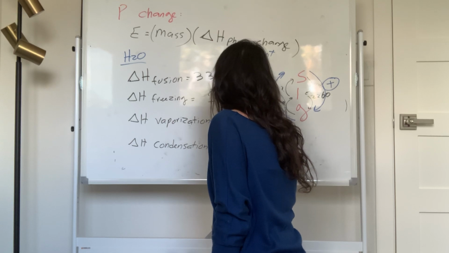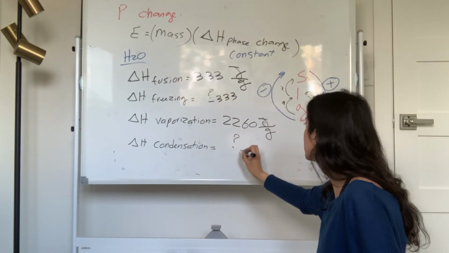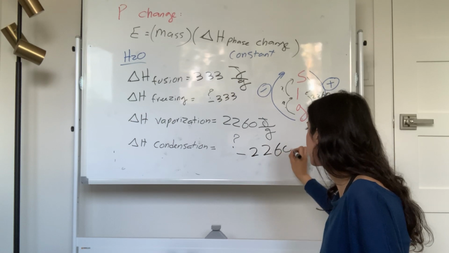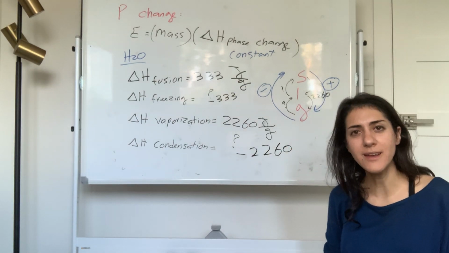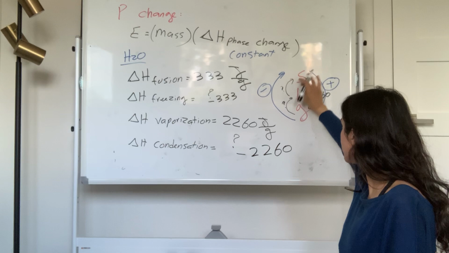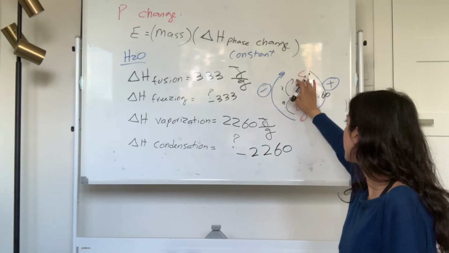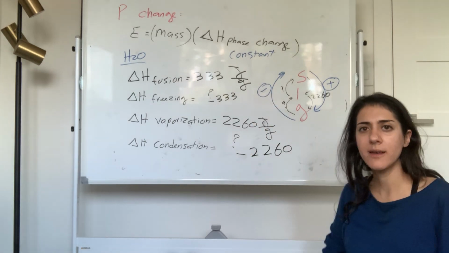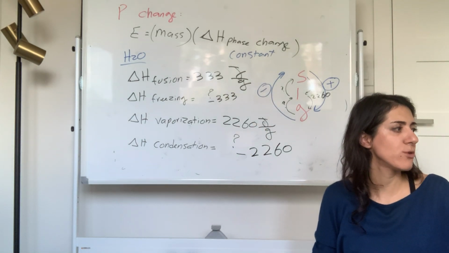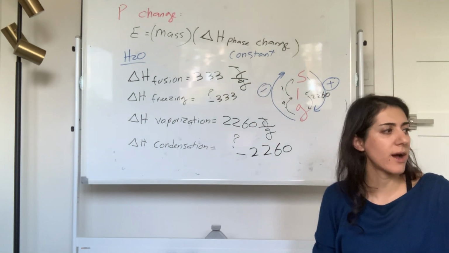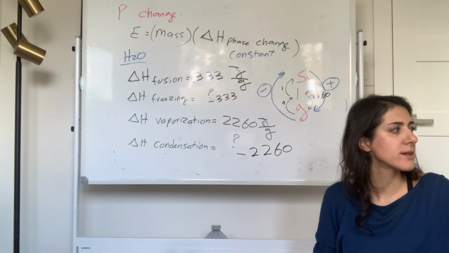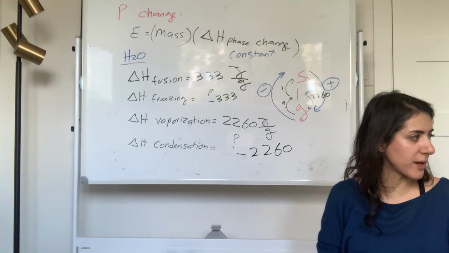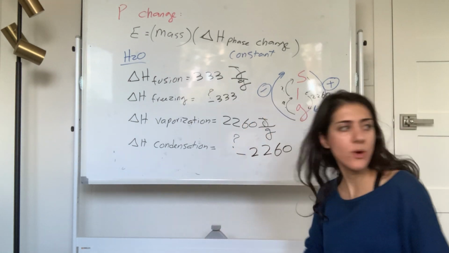Negative 333. Condensation, negative 2,260. You guys got it? So same distance, think about it that way. Same amount of energy coming down, going up, it's just coming down plus going up negative. So usually on the exam, I give you fusion and vaporization, and you have to know that for the other ones, you just read the opposite. So far so good? Okay, so now let's do a practice problem with phase change.